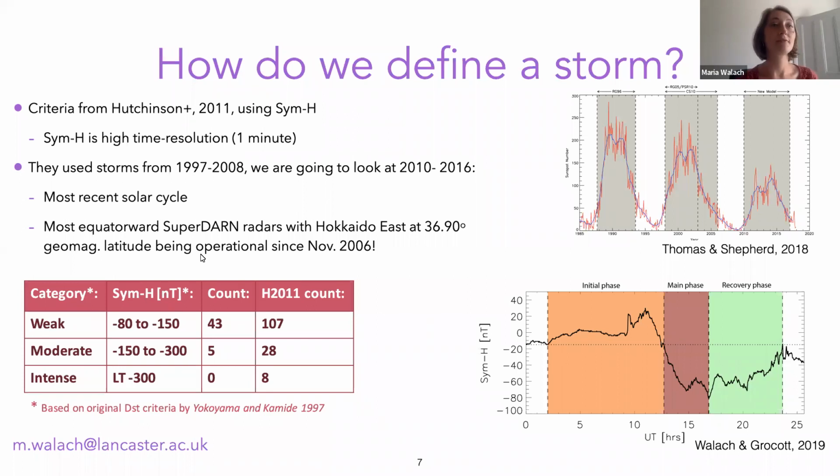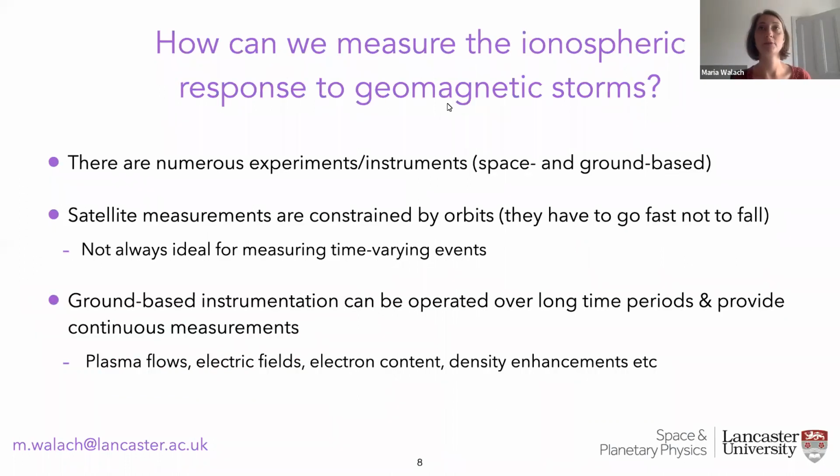So we have picked a time period where we have good measurements. We don't have very strong geomagnetic storms during this time period, so you have no intense storms for my study. We have some moderate storms, a few weak storms. We have fewer than Hutchinson had in their studies. But you will see that it's still quite significant and important that we look at these, even though there might be weak storms.